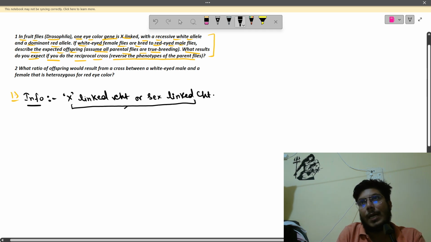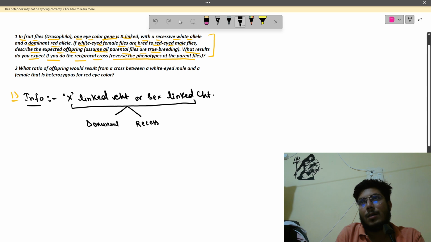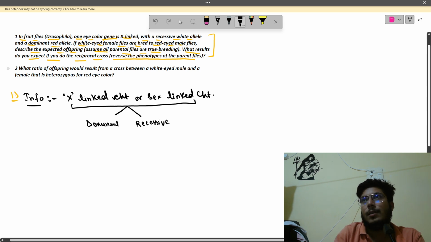Usually we have two types of X-linked character. One is dominant and the other is recessive. As per the question, we have the dominant character as red-eyed and the recessive character as white-eyed.